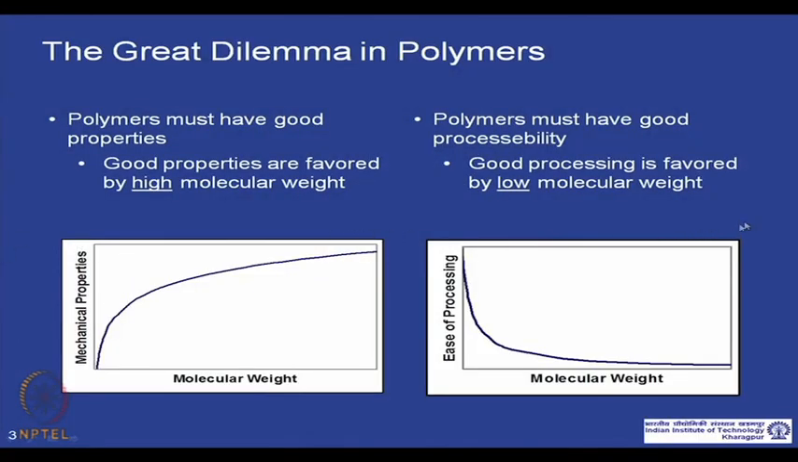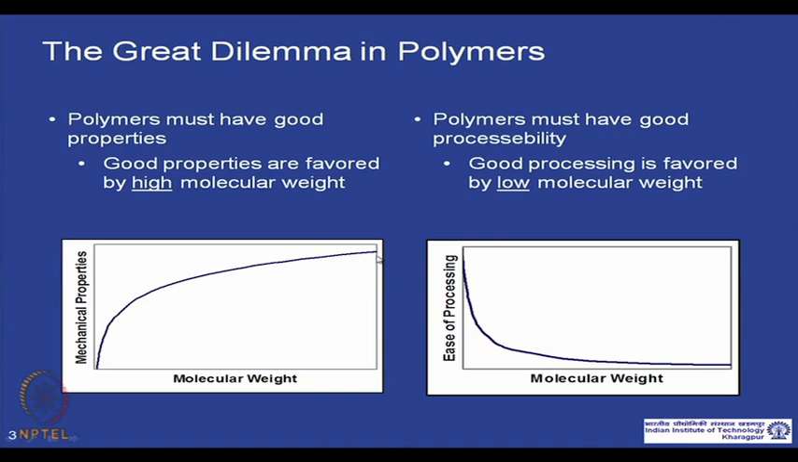Now, let us talk about a great dilemma in case of polymers. We know, or you can anticipate, that the properties, mainly mechanical properties of a polymer material, should increase with molecular weight. It does increase and then becomes steady after very high molecular weight. So, basically, good properties are favored by high molecular weight of polymers. So this is nothing unusual. You should expect this, so that's the advantage of a polymer. So high molecular weight gives the high mechanical properties.